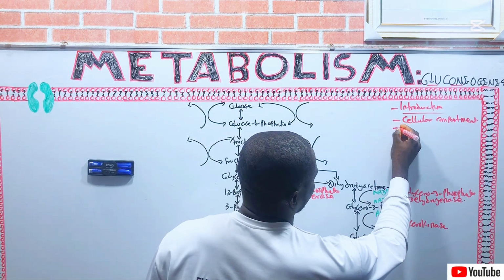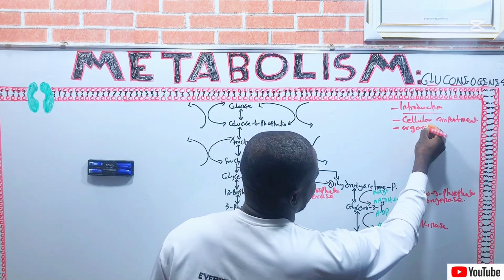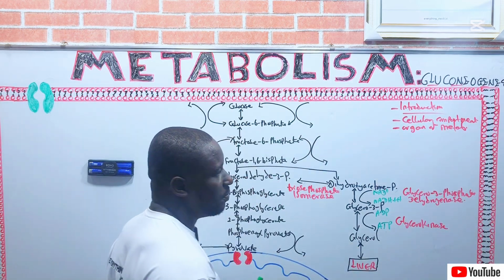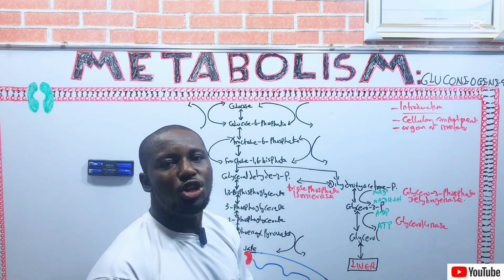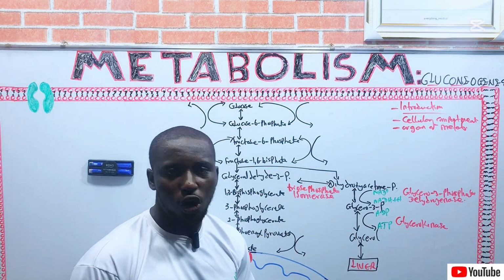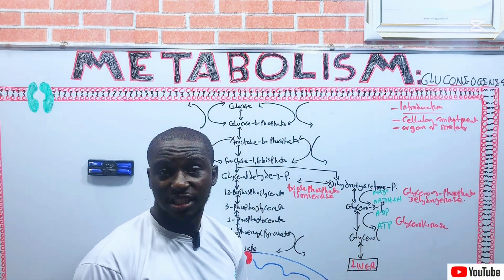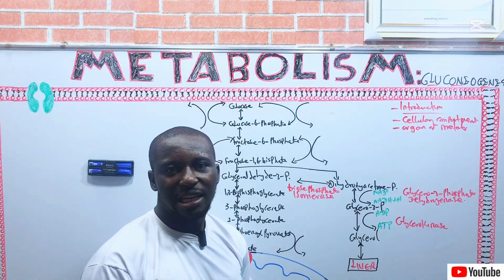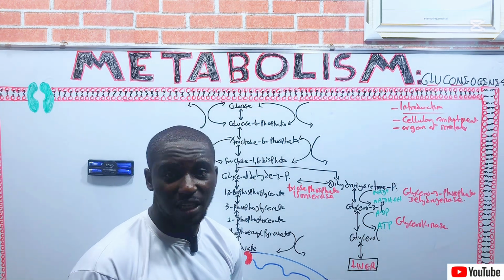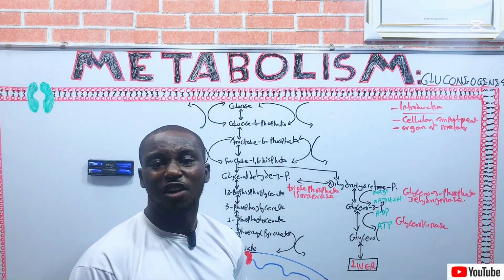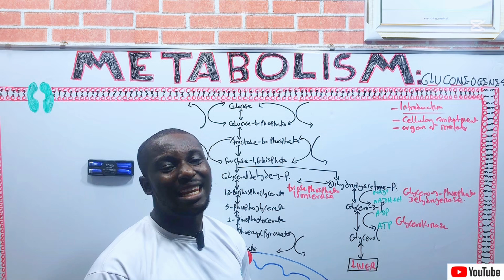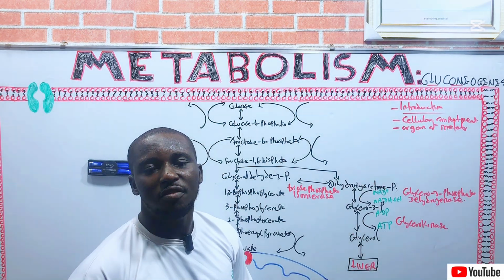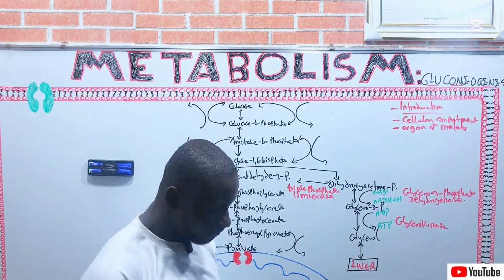The next outline is the organ of metabolism. In which organs does this pathway occur? This pathway, gluconeogenesis, occurs mainly in the liver, and to a lesser extent in the renal cortex of the kidney. That is the organ of metabolism, right?